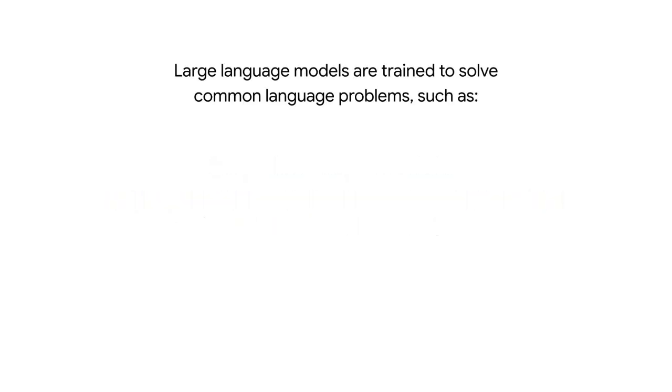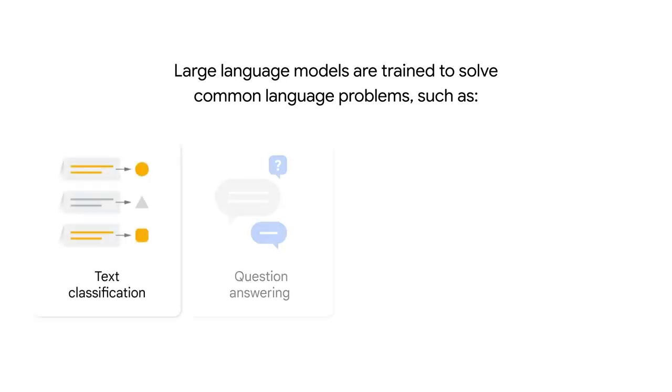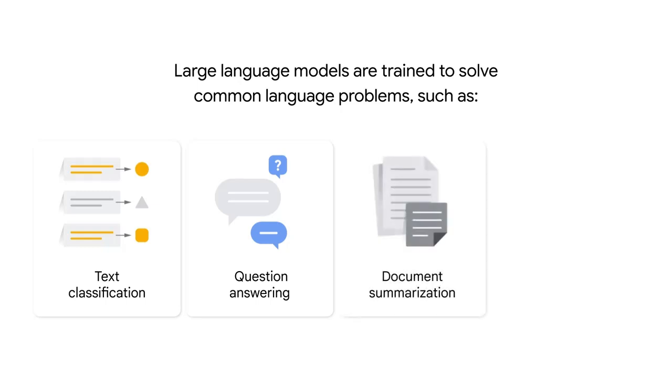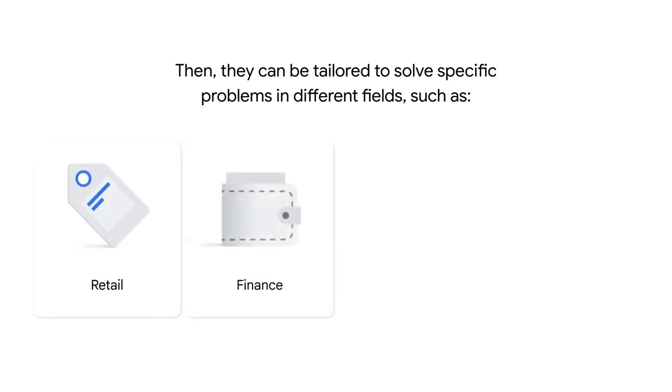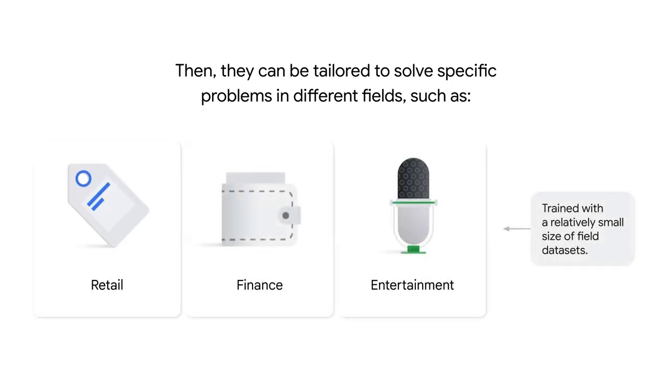purposes. LLMs are trained for general purposes to solve common language problems, such as text classification, question answering, document summarization, and text generation across industries. The models can then be tailored to solve specific problems in different fields, such as retail, finance, and entertainment, using a relatively small size of field datasets.